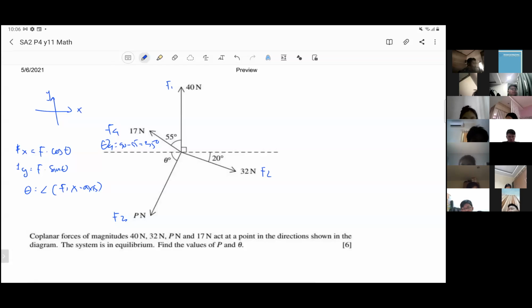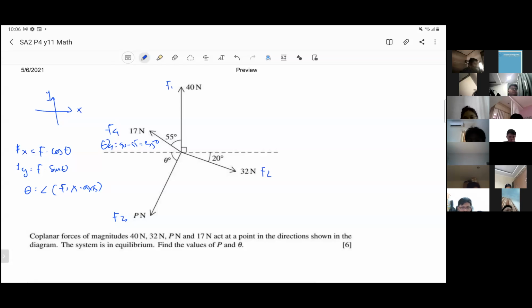I repeat, the first step is we need to define ourselves what are the axes. The axes here, I'm going to make horizontal to the right as X and vertical up as Y, implying those are the positive direction. Now, after that, we are going to break each force into the axes that we have defined.